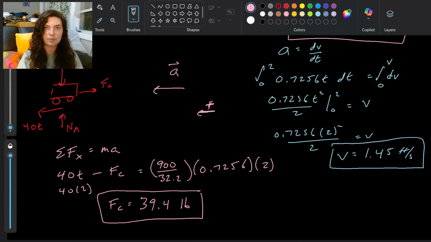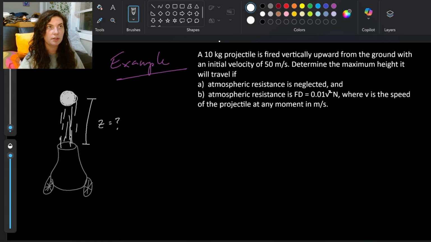Let's take a look at another example. Here we've got a 10 kilogram projectile that's fired vertically upward from the ground with an initial velocity of 50 meters per second. We want to determine the maximum height it'll travel if, in scenario A, atmospheric resistance is neglected, and in scenario B, atmospheric resistance is Fd equals 0.01 v squared, where v is the speed of the projectile at any moment in meters per second.